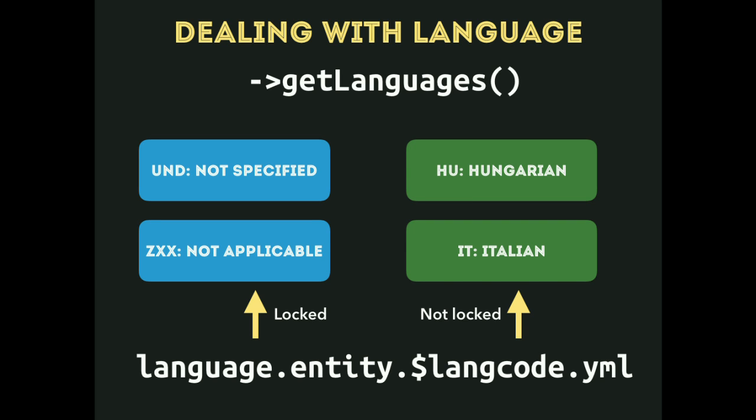So if you have a project that needs other special languages, then you can ship with those special languages as default configuration in your project as language.entity.whatever the language code is and mark them as locked. If you want to ship with configurable languages, then you would ship with them the same way, just mark them locked.